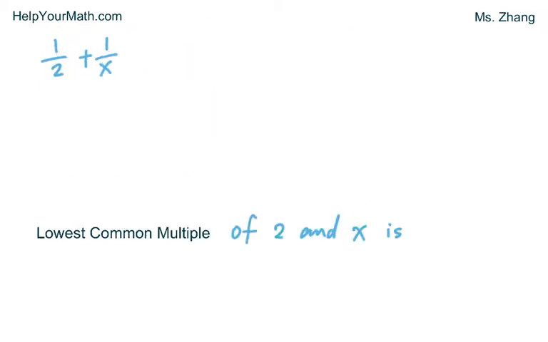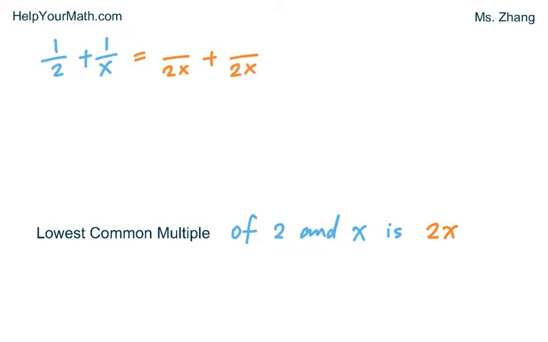The next problem is to add 1/2 and 1 over x. So in this problem, we need to find the lowest common multiple of 2 and x. And that would be 2 times x or 2x. So that means you are going to write something over 2x plus something over 2x first.